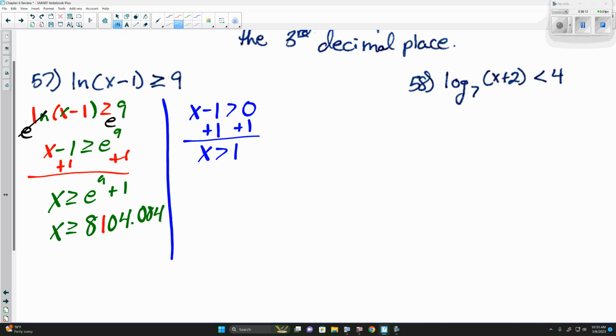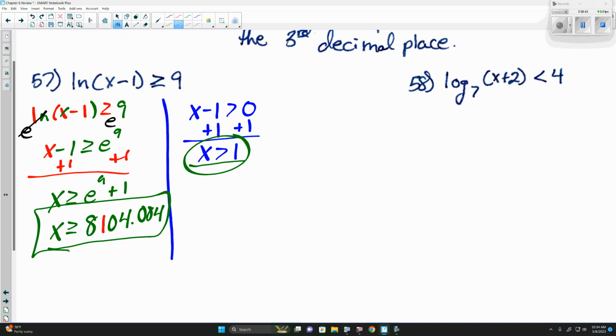Do we need to add the restriction in? Because we said x had to be greater than 1, yes? X being greater than or equal to 81,004, will that ever not be true? Will it never not be greater than 1? No. So we don't need it, because there's no way that x could even be 1 and this statement still be true. So we don't have to add the restriction.